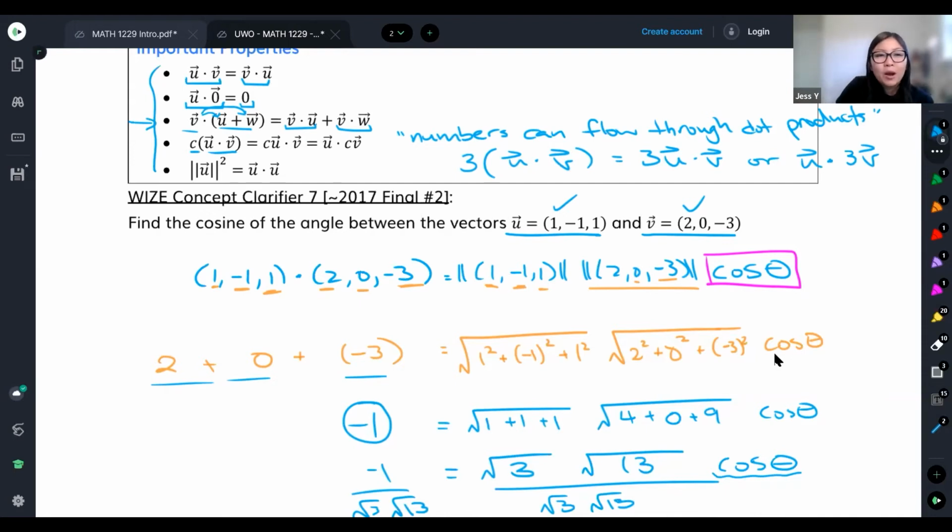And then we have one more property that's important for you to remember, and that is the length of u squared is actually the dot product with itself. So u dot u is the same as if you found the length of u squared.